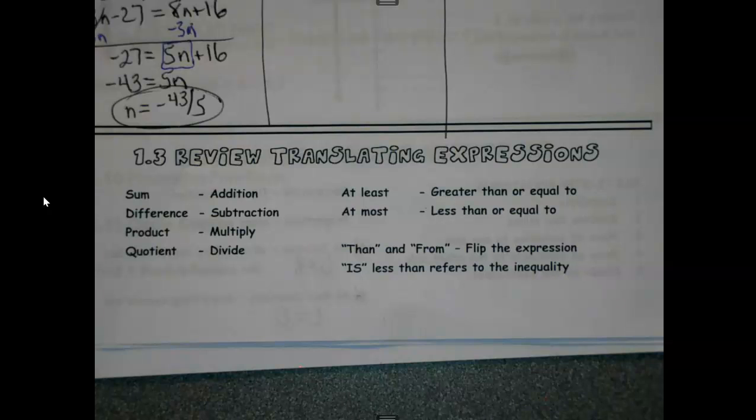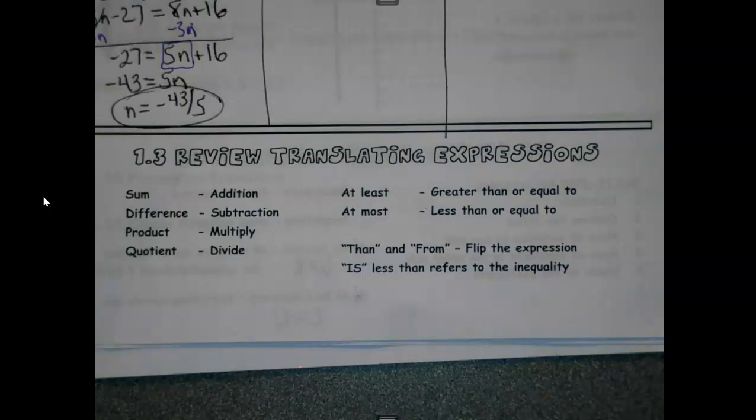Sum for add, difference for subtract, product for multiply, quotient for divide, and then playing the game with at least and at most. The part here that people tend to forget is the "or equal to" part. You've got to get that in there. That line has got to be under your inequality arrow, so we're all on the same page.